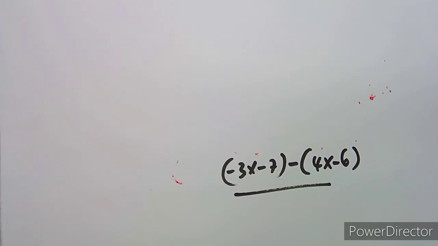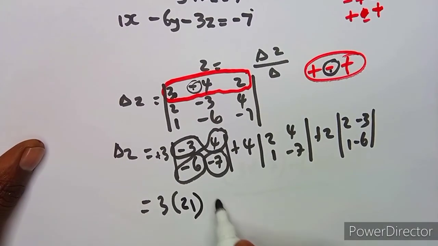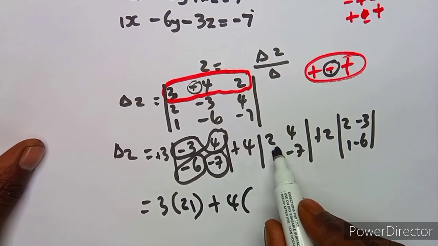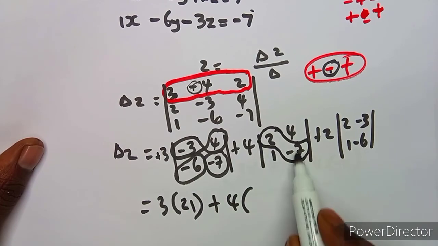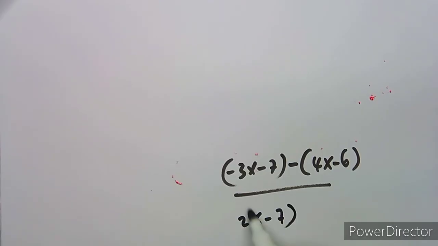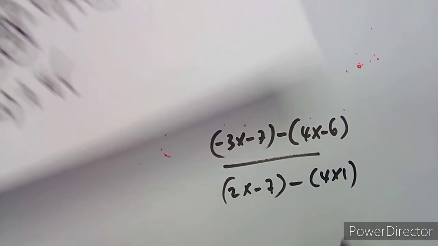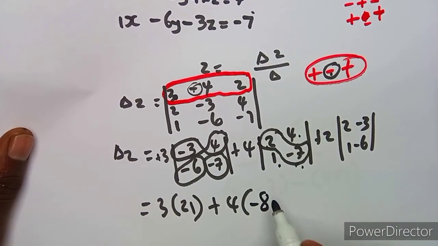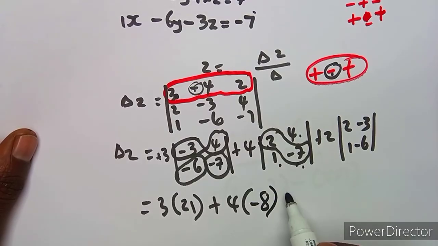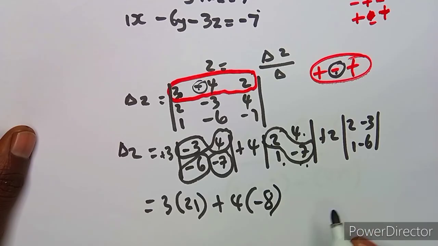So this part alone is going to give us 21 there. So it's 21 plus 4 into, you do the same, your major diagonal, which is 2 and -7. That's AD minus BC. So it's 2 times -7, minus 4 times 1, which is going to give us negative 8, plus, guys, where am I getting this?